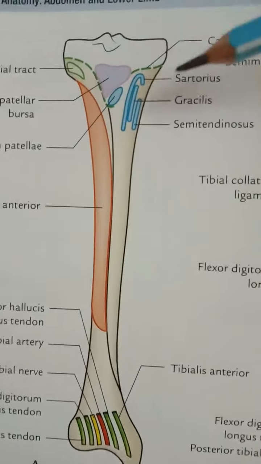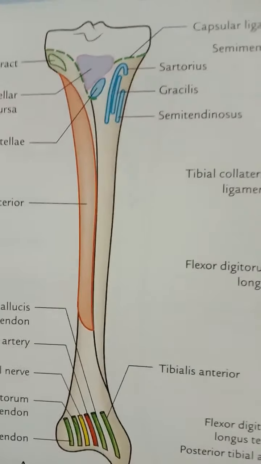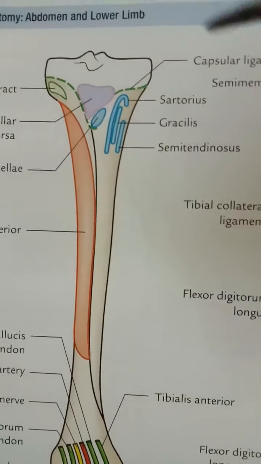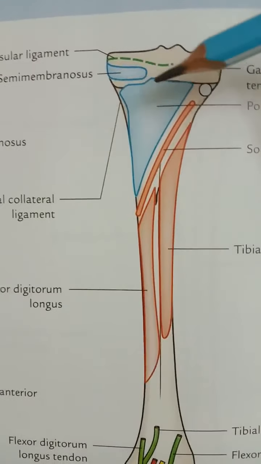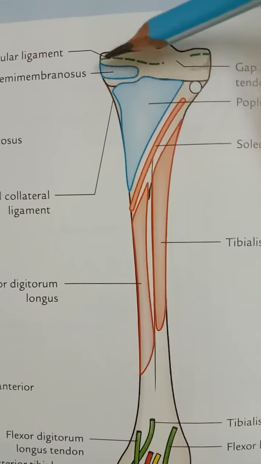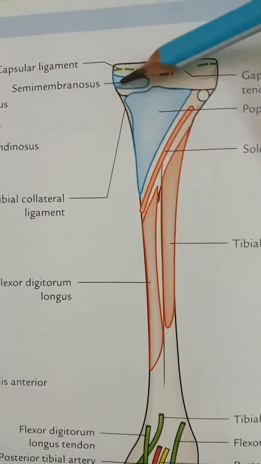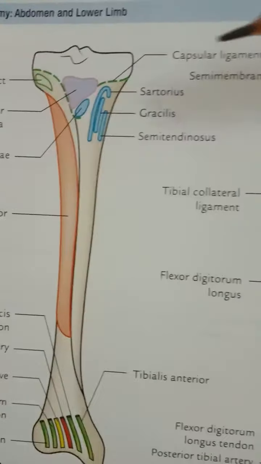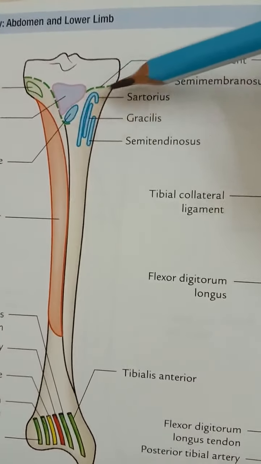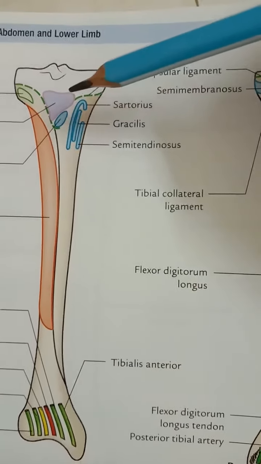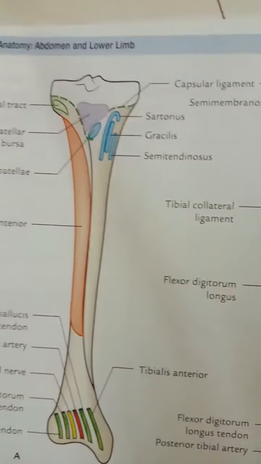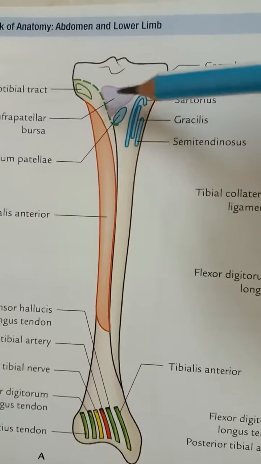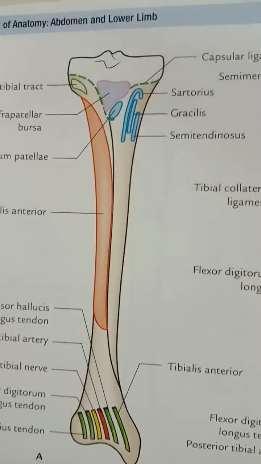After then, let's see the attachments related with the tibia. First, the attachment of the medial condyle. On the posterior side, the semimembranosus is inserted on the groove present on the posterior side. Then the capsular ligament of the knee joint is attached to the upper border. Then the medial patellar ligament is attached to the anterior surface, so this one.